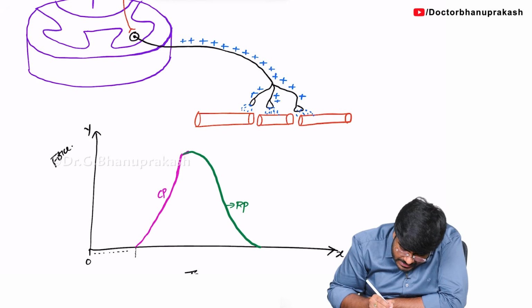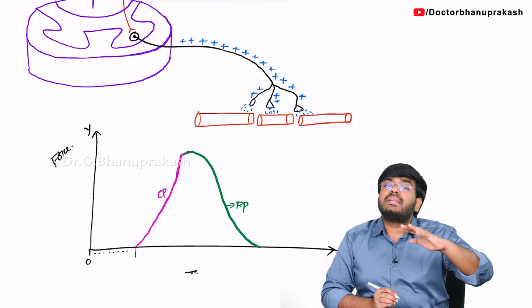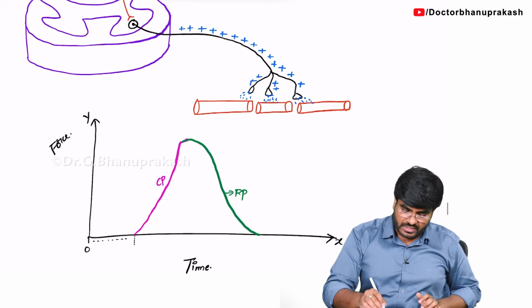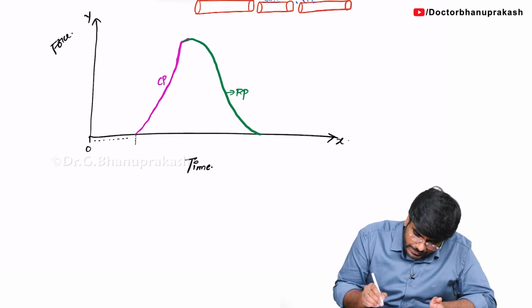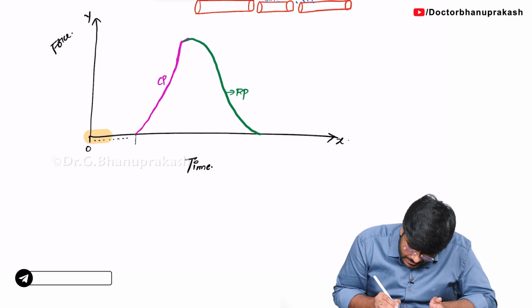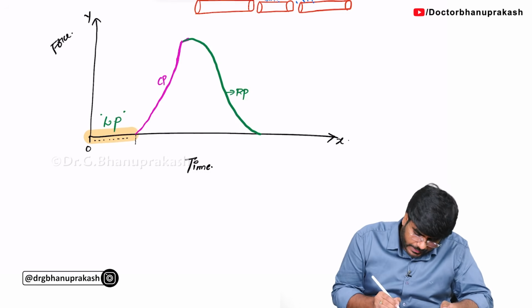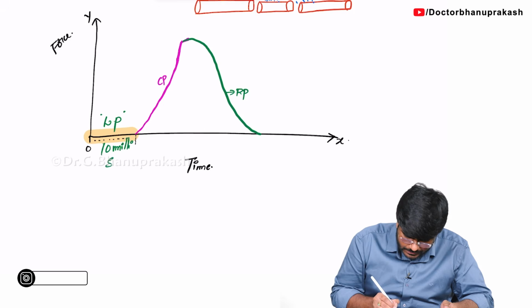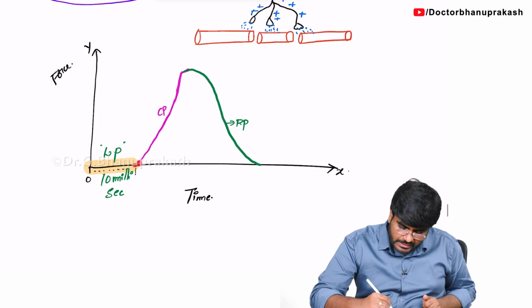So what is this phase? This is the time period where the action potential is traveling in the neuron, leading to the release of neurotransmitter. Later contraction will happen after a few milliseconds. So this time period which I am highlighting here is called the latency period. And usually how much is the latency period? 10 milliseconds.